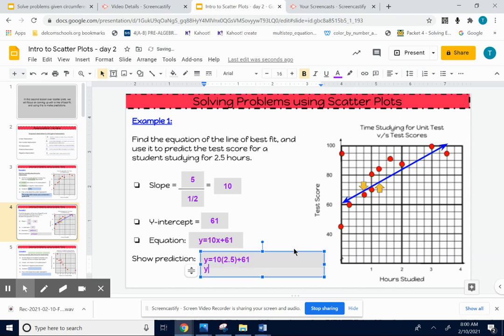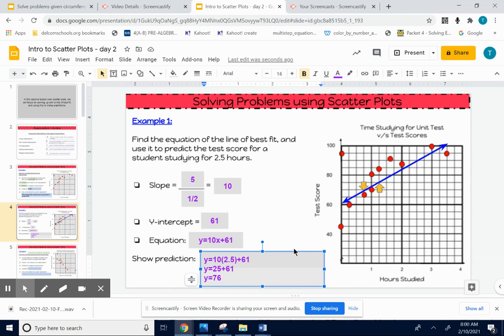So I'm just going to take 10 times 2.5 first. Okay, multiply before you add. 25. Add 61. And if you take 25 plus 61, okay, let's see, you get 76. So predicting from the equation for studying 2.5 hours, you would get a test score of 76.